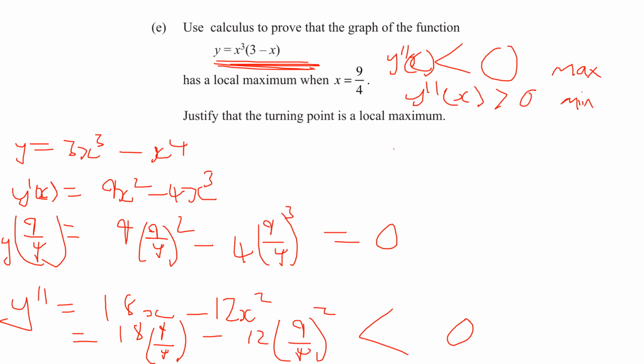Okay, so subtract 18 times 9 over 4. When I simplify this, the answer I'm getting is minus 20.25, which is less than 0. So yes, it has a local maximum.